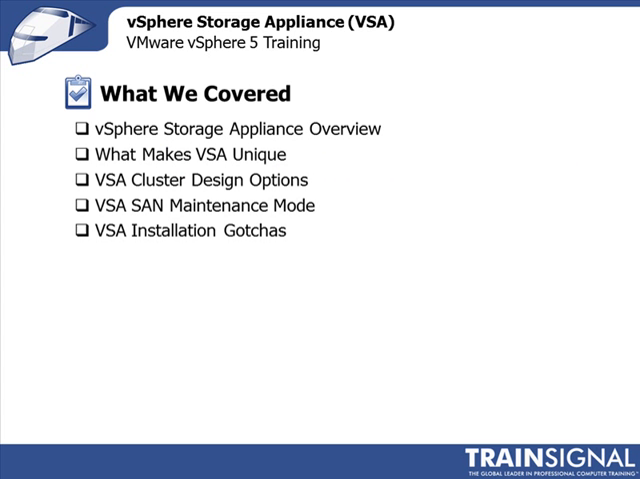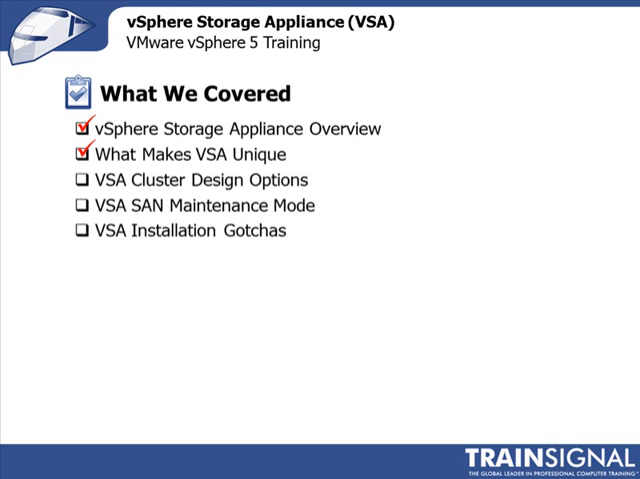So that brings us to our summary for this lesson. We started off with an overview of what the new vSphere 5 storage appliance is and what it offers you. I talked about what makes it unique. It's a software-based solution that SMBs can use so that they don't have to purchase a hardware-based SAN. It's fully supported by VMware, and it's also completely redundant.